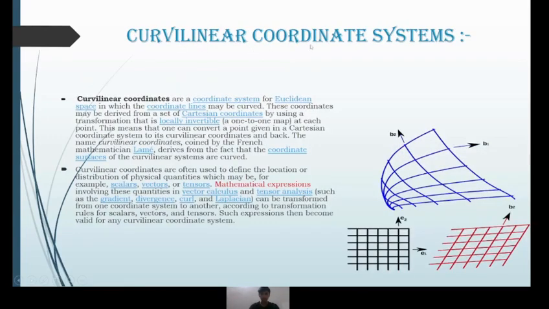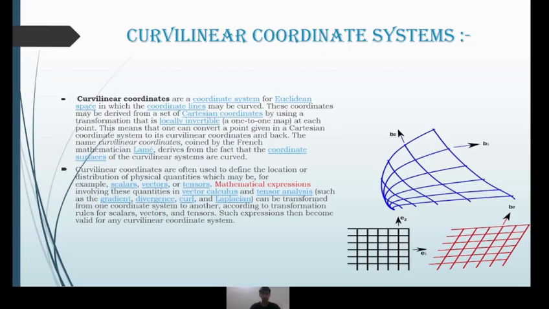4. Curvilinear coordinate system. Curvilinear coordinates are a coordinate system or Euclidean space in which the coordinate lines may be curved. These coordinates may be derived from a set of Cartesian coordinates by using a transformation that is locally invertible, one-to-one map of each point. This means that one can convert a point given in a Cartesian coordinate system to its curvilinear coordinates and back.